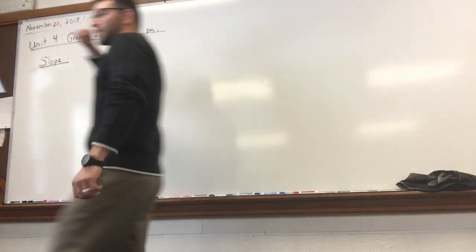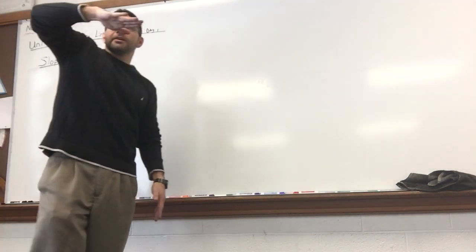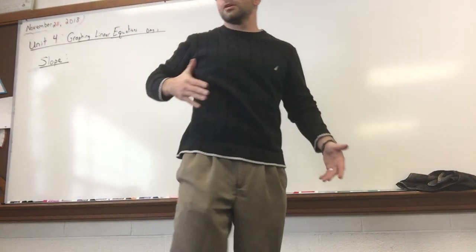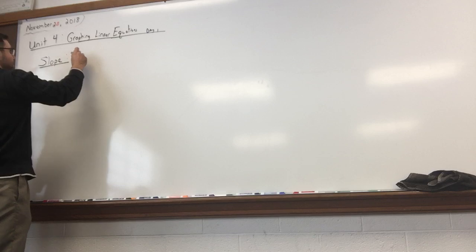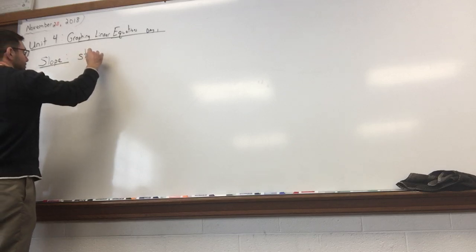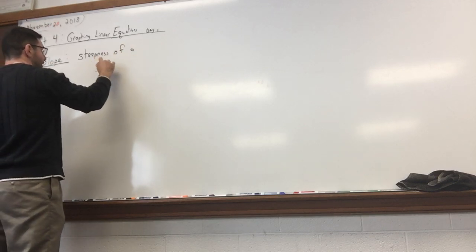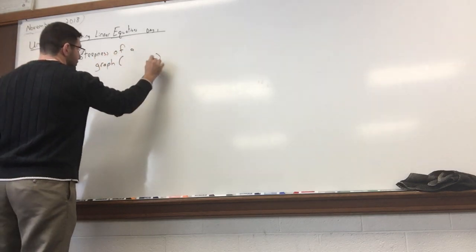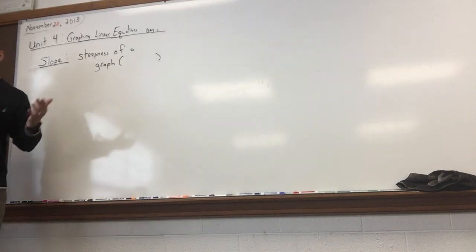So, slopes. Slopes are just like ski slopes. What's happening with them? Well, there's different levels of slope. Mathematically, slope is the steepness of a graph. And when I say a graph, what do we mean by a graph? Because it's not just a graph. What are we actually graphing?